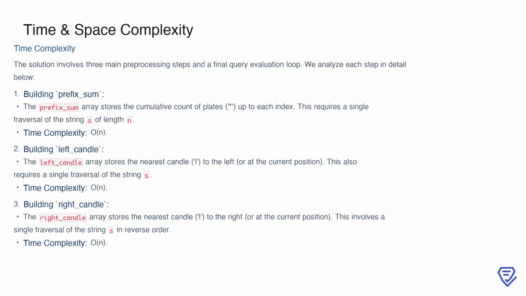this step is O(n). Next, we have the left_candle array, which stores the nearest candle, represented by |, to the left of each index, or at the current position. This also requires just one traversal of the string, so its time complexity is O(n). Similarly, the right_candle array is built to store the nearest candle to the right of each index. This step involves a single reverse traversal of the string, making its time complexity O(n) as well.